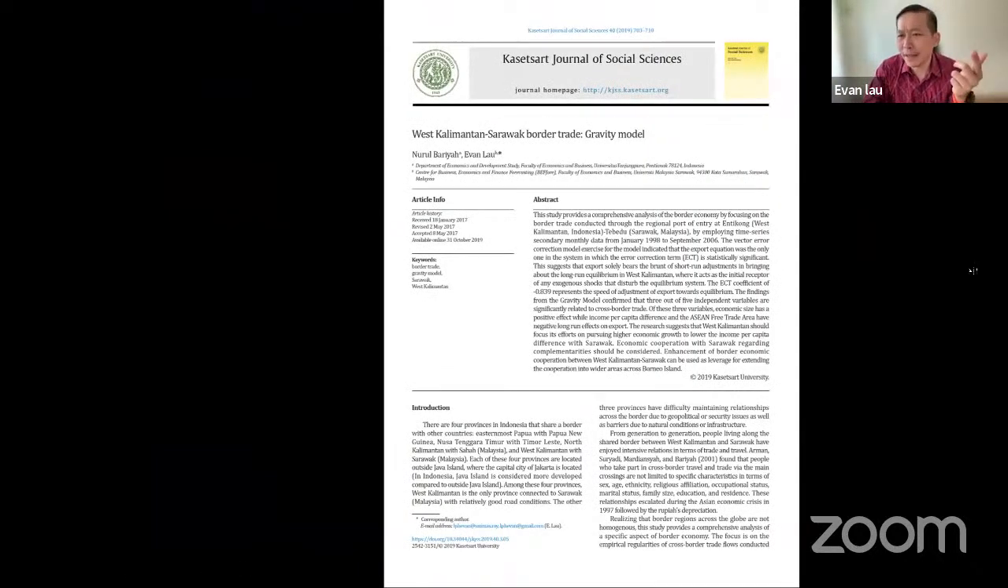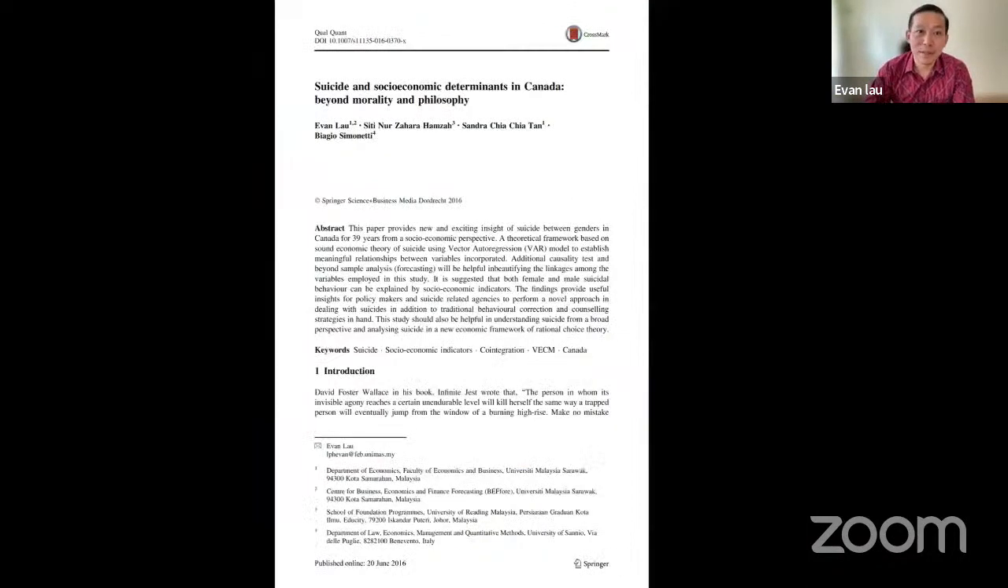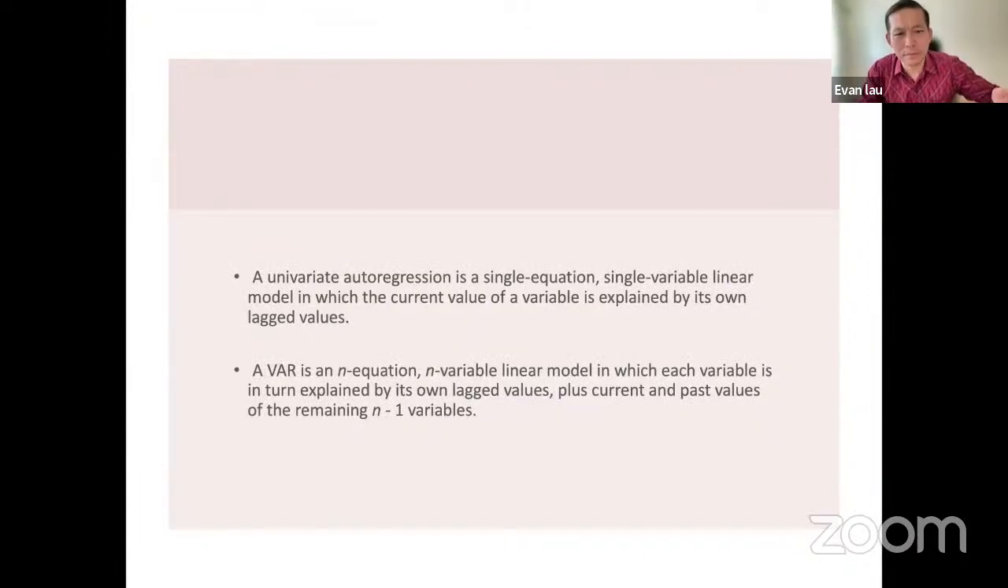And another study that was done with one of my PhD students from Indonesia talks about West Kalimantan and Sarawak border trade using the gravity model, published here in 2019. And the data, which is important, is border trade between Sarawak and Indonesia here, in the place that I am, using some time series analysis: unit root, co-integration, and then Granger causality and whatnot related to that, right? That's what we're using.